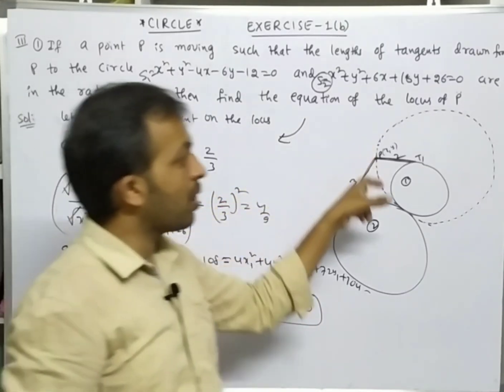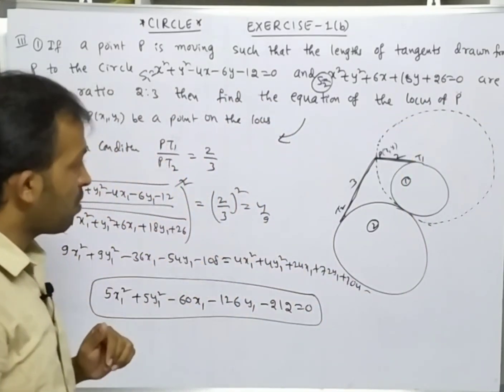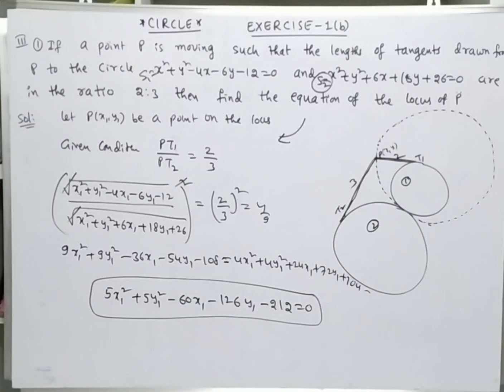So the locus is again a circle. Okay, so this is the beauty of this problem. In this way we can solve this problem.